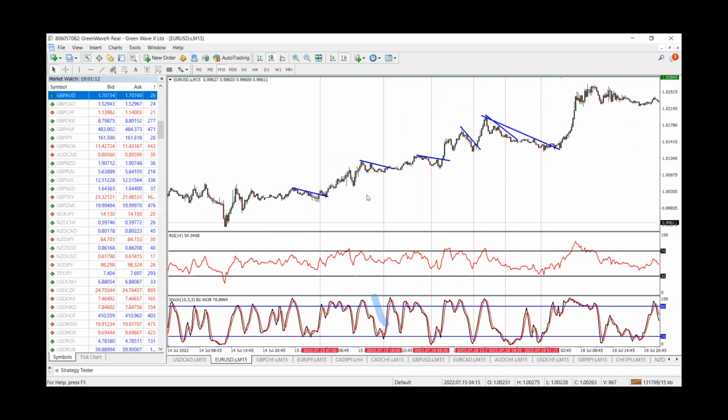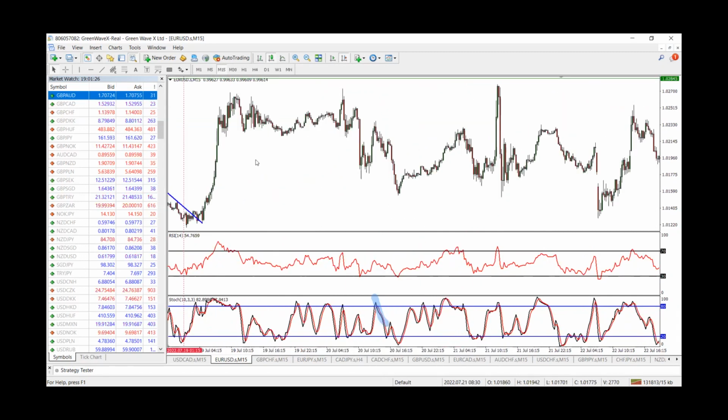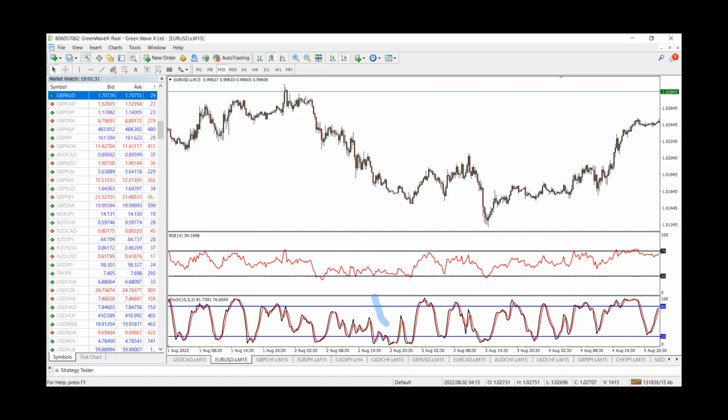So during an upward trend, you buy oversold. You don't sell overbought. All right. And it just goes on. Let's look at a bearish trend now. Now, this is a bearish trend.